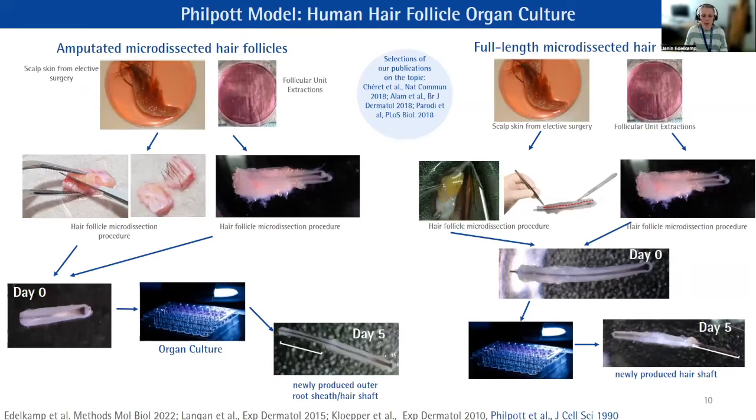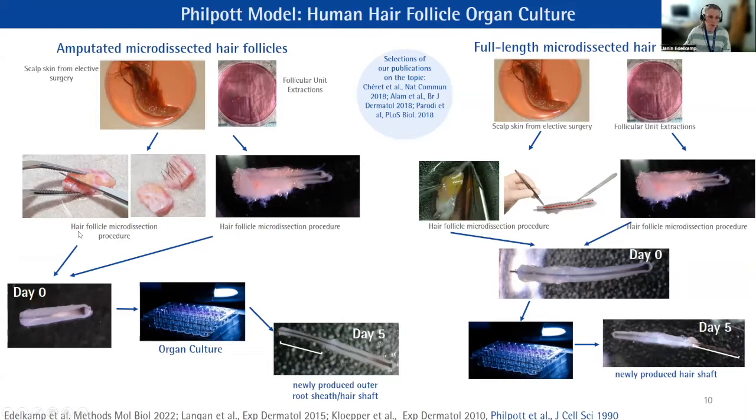So finally, we arrived at the Philpott model, so the hair follicle ex vivo models. And this is quite a good and very popular model because these hair follicles are microdissected out of surgical waste material, for example, as you can see here, from facelift surgeries or from follicular unit extractions. And then mechanically, a very tedious job actually, we can isolate this hair follicle out of the skin, and we have the full mini organ with different cell types included.